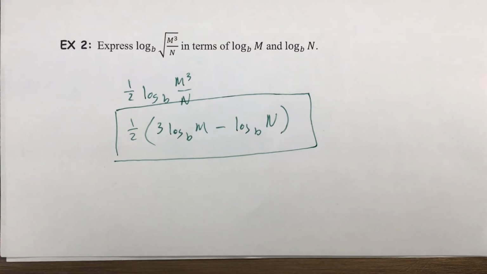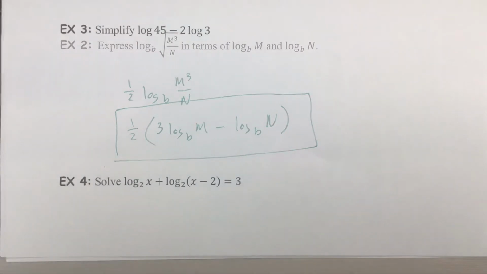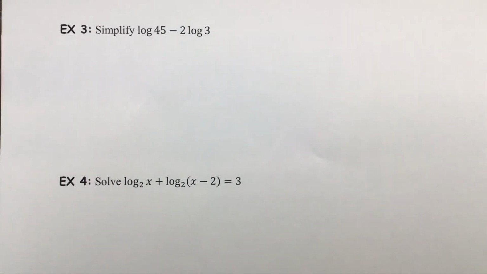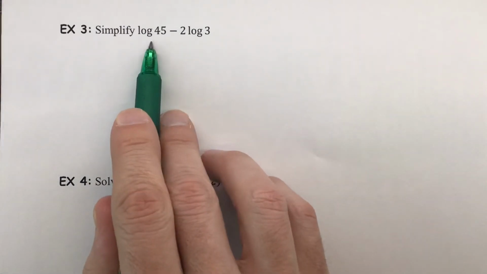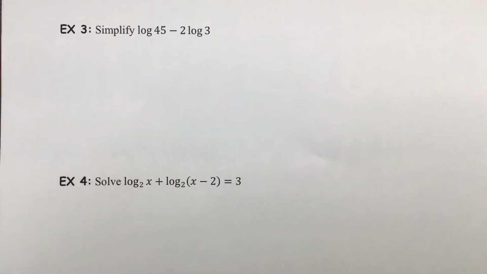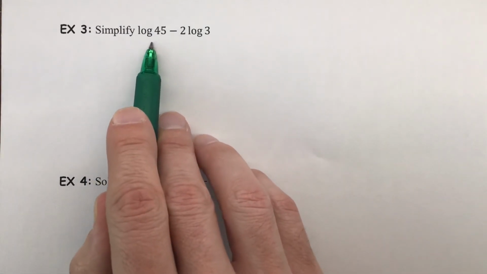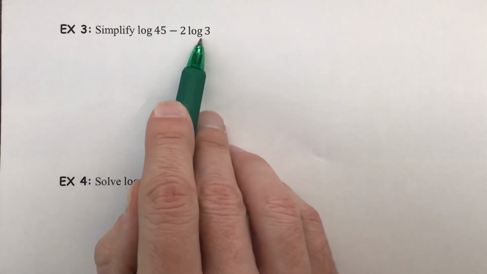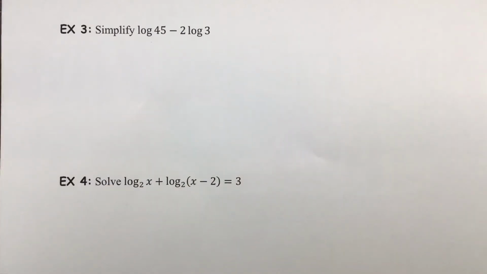You do have the option to distribute the 1/2 in, but that wouldn't really be necessary for this exact problem. For example 3, we're going to think more of the opposite direction of the other two examples. What we have are two logarithms that are separate from each other, both of which are going to be base 10, right? This is the common logarithm. It does have that invisible base 10 here and here. Okay, so both parts do have the same base, which means we're allowed to use these properties.